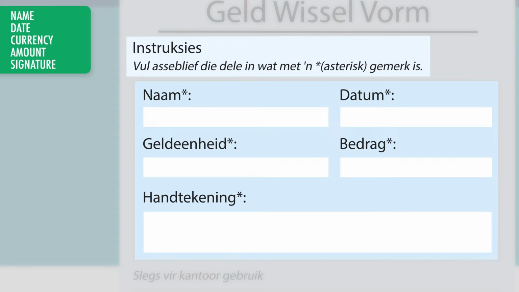The form states that you need to fill out your name, the date, the currency, the amount, and signature. Naam, datum, geldeenheid bedrag, handtekening.